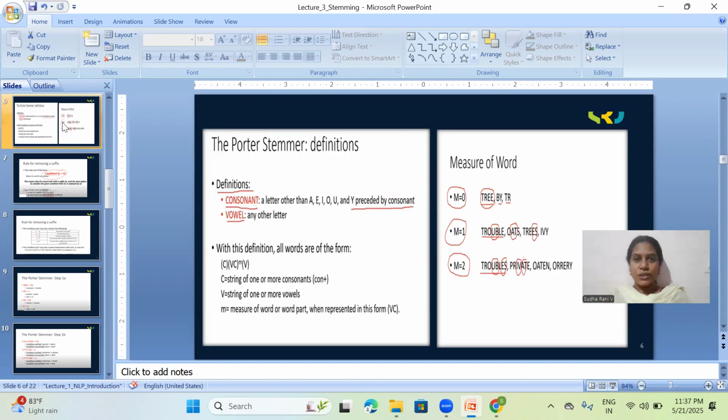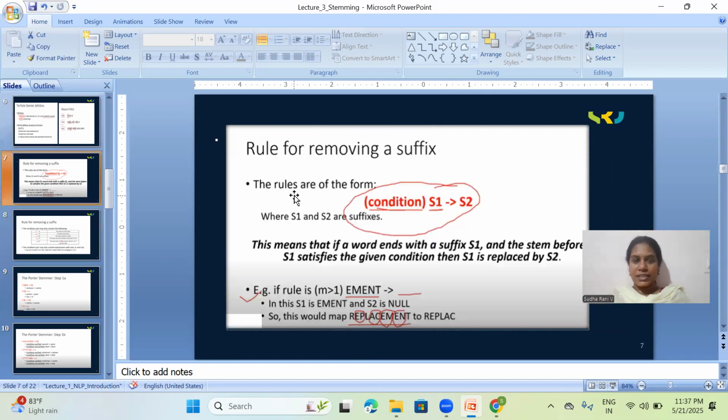Okay, done. So like this, the Porter stemmer first defines every word. Then the second step is the rule for removing a suffix. As we discussed in the previous slide, stemming is the process of removing a prefix or suffix from the given word to generate its root word. Either the prefix or the suffix can be removed, which is considered an extension of its root word. So what is the second rule?